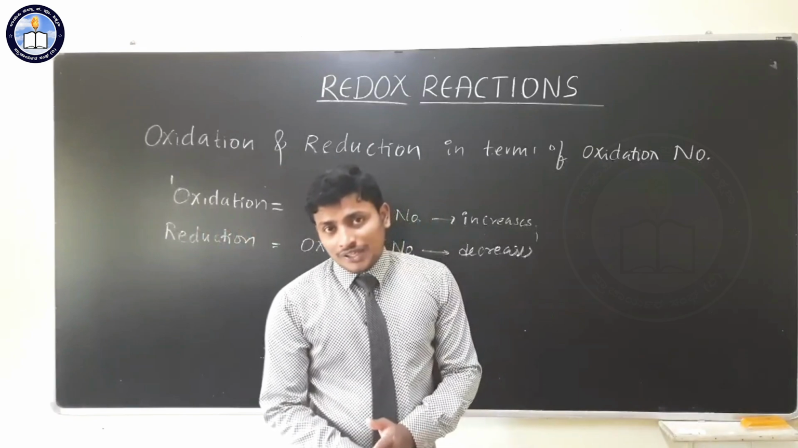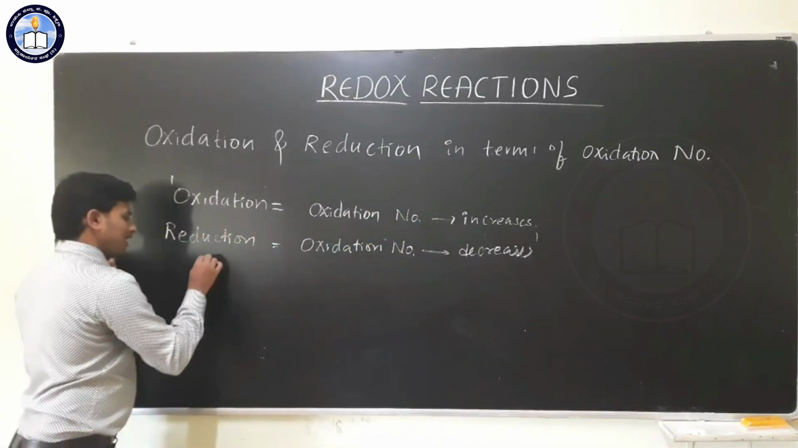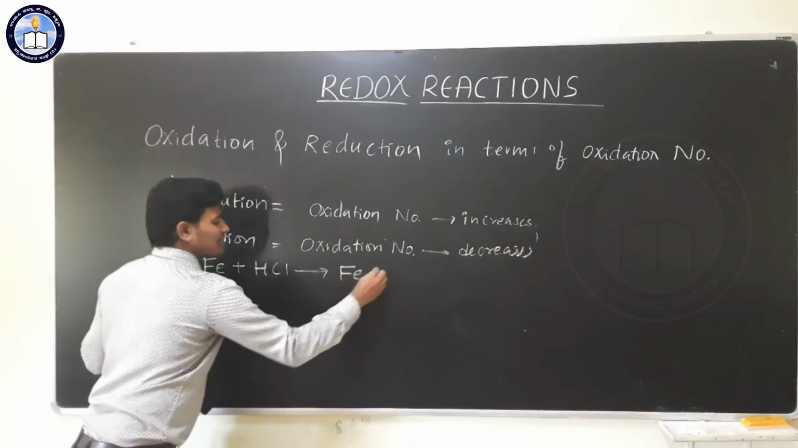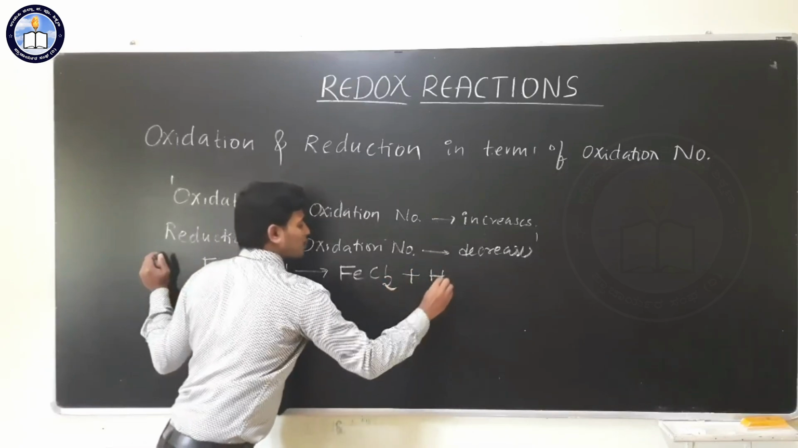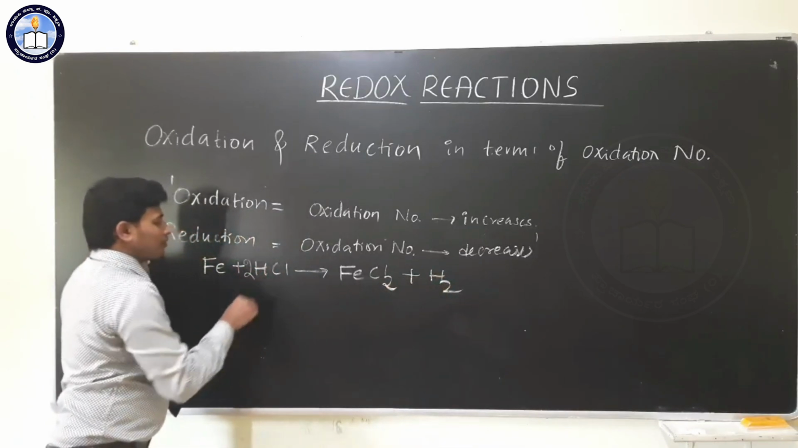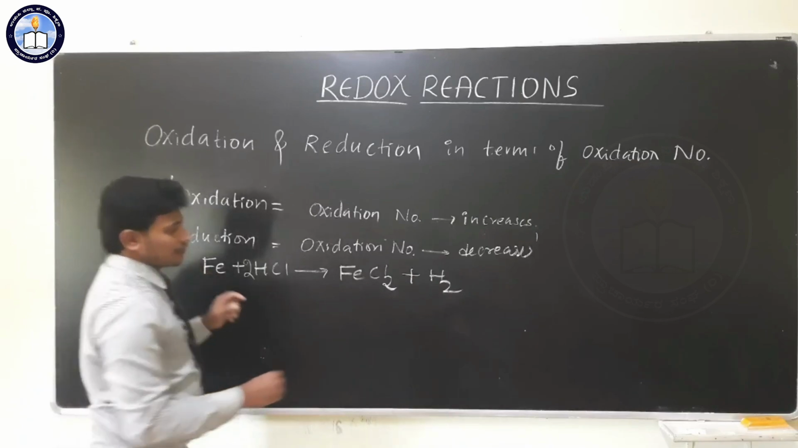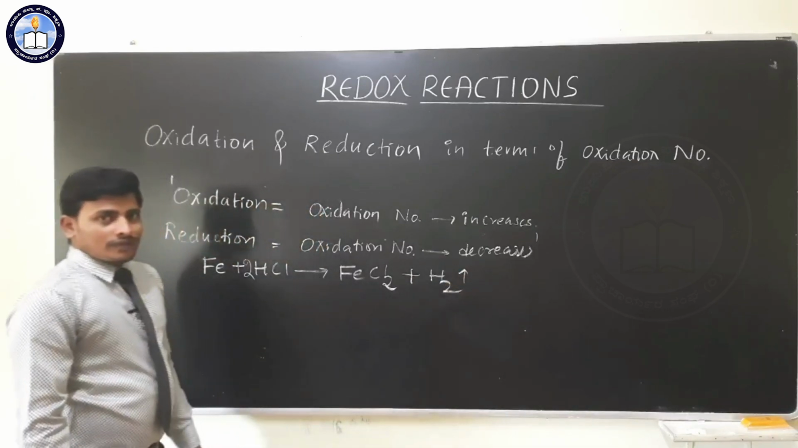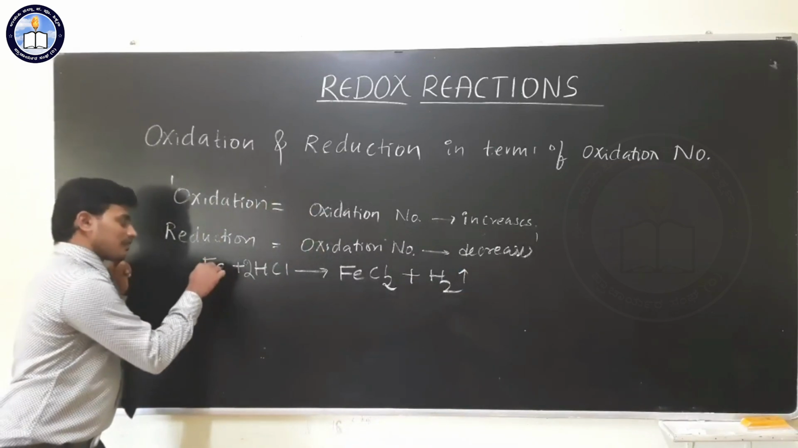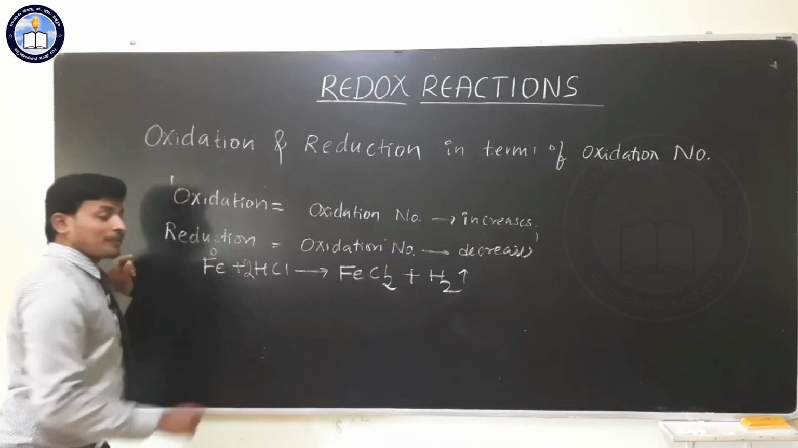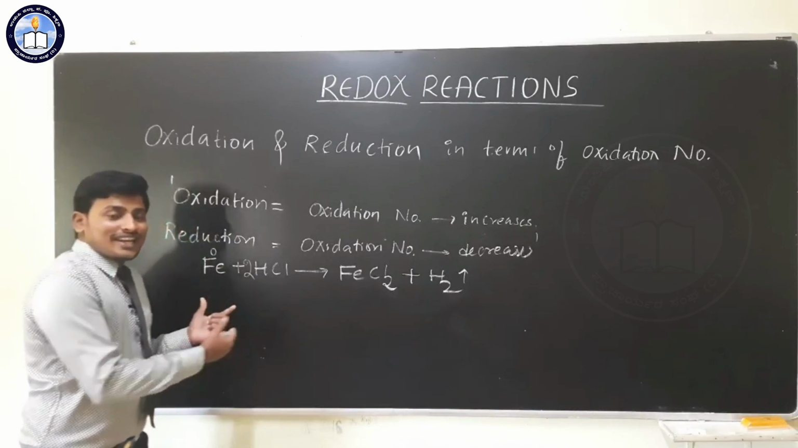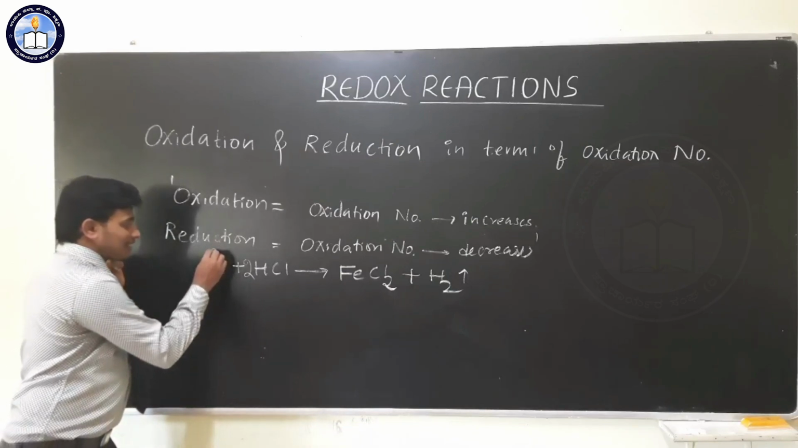So, I can explain this one with one example. Fe plus HCl gives FeCl2 plus H2. H2 means I have to write here 2. I have to balance that one. I think now it is balanced. Hydrogen is a gas. If you see this one carefully, oxidation number on iron is 0. Why? Because rule number 1 says that element in its elementary state, the oxidation number is taken as 0.